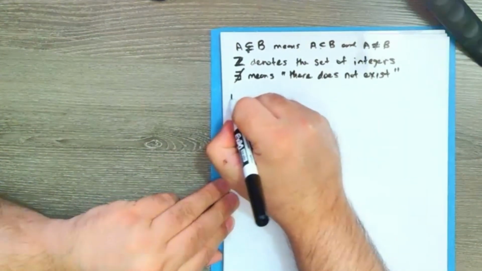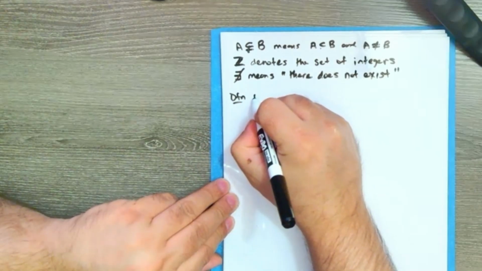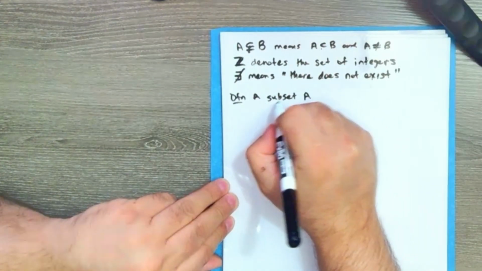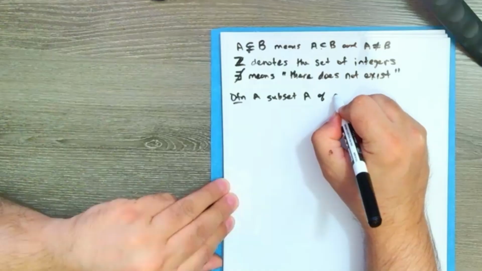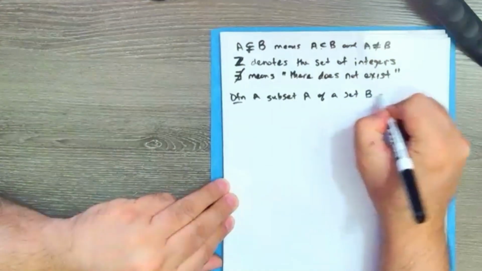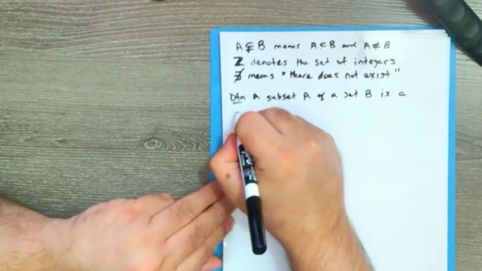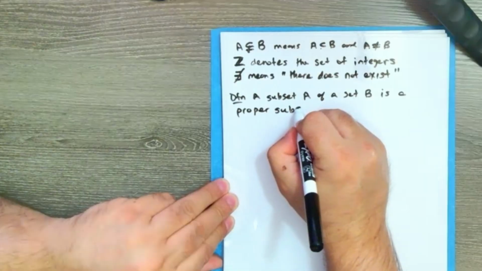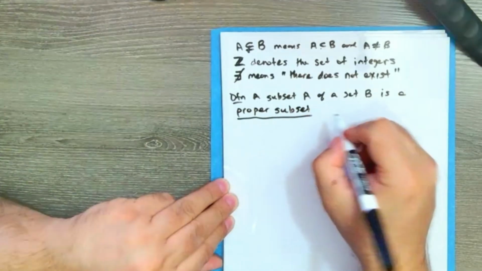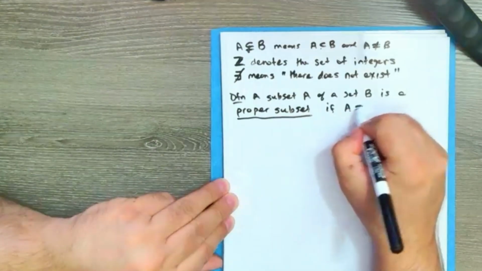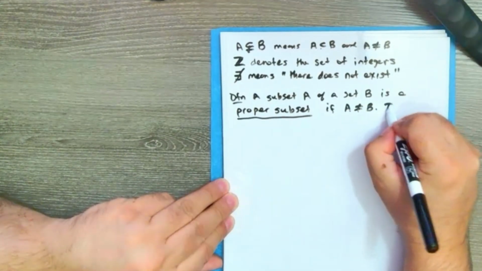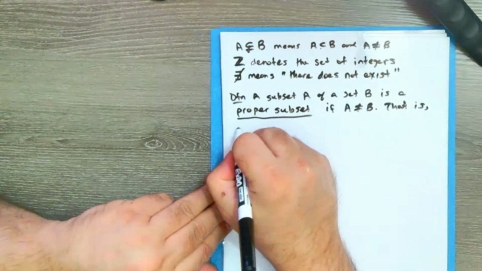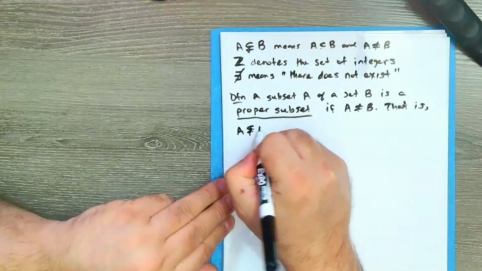So let's look at a new definition. A subset A of a set B is a proper subset if A is not equal to B. That is, using the notation just described, A is a subset of B but is not equal to B.